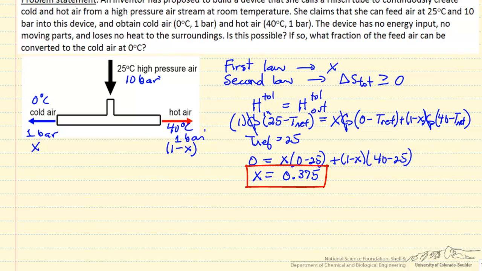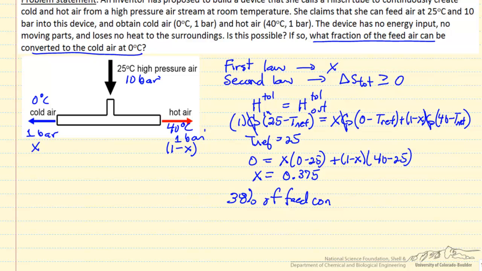So we're saying about 38% of the air leaves as cold air, and then 62% leaves as hot air. So that's the first law. The first law then, if indeed the second law gives us the result that the total entropy change is greater than 0, then the fraction of the feed that can be converted to cold air is going to be 38%. So 38% of the feed is converted to cold air.